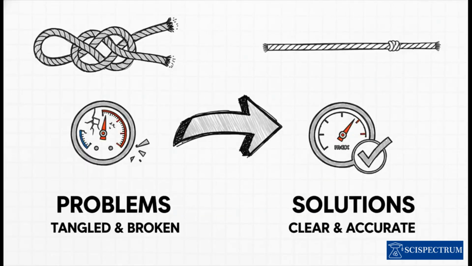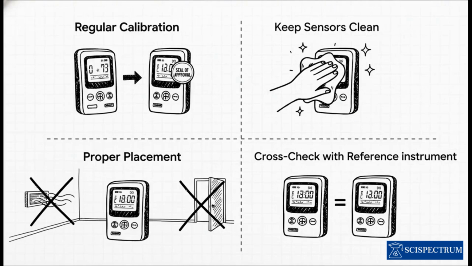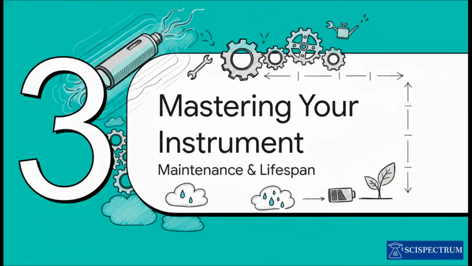Right. So knowing all those problems, how can labs get ahead of this? What are the best practices to make sure their hygrometers are performing as accurately as possible? These solutions really just directly counter those problems. First, regular calibration against a traceable standard. That's a must, no exceptions. Second, keep that sensor clean and protected. Third, placement is everything. Put the device at the right height, away from any direct airflow or heat. And finally, a great habit to get into is doing periodic cross-checks with a trusted reference instrument, just to verify your main device is still on track. This really highlights how important it is to not just use the instrument, but to truly understand it.